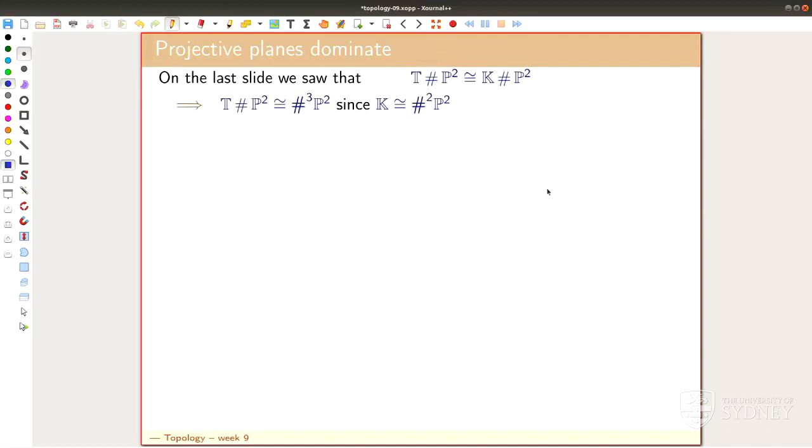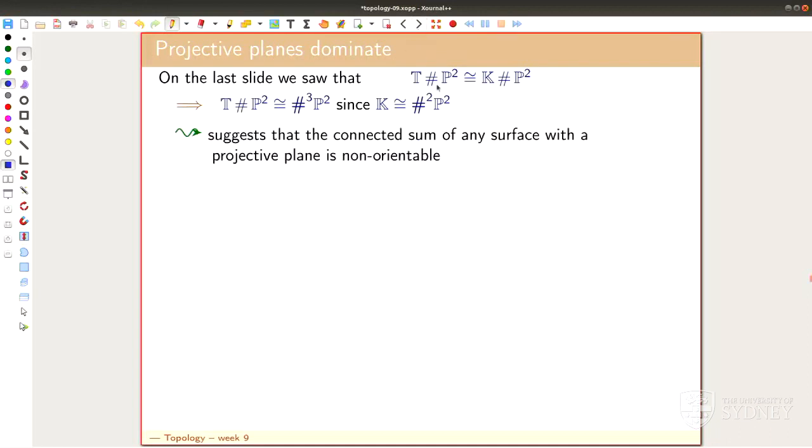Right, so that's just what I said. We really have 3 copies of the projective plane as soon as you have a torus. Whenever you see a torus, let's say you have 5 tori now, and you have 1 projective plane, the projective plane will turn the 5 tori into 10 projective planes, always multiplying by 2. So it just dominates everything. And this really means, or I write it suggests, but in the end it means, that as soon as you take any surface and put in a projective plane, it's automatically non-orientable. The projective plane just destroys everything you want. It's a very dominant object, and that's why it is so important.